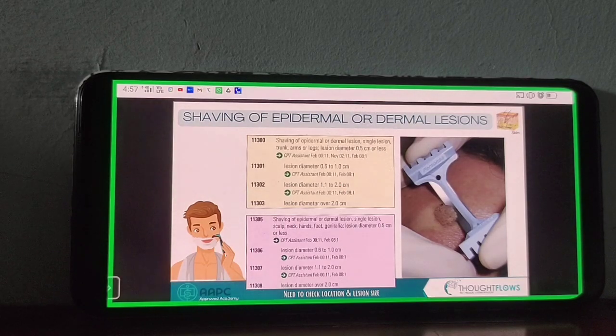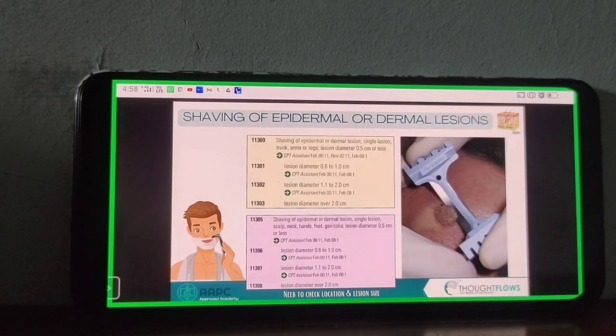Yes, ma'am. Suppose trunk 2 centimeter, neck 2 centimeter. Check whether the groups are the same or different. Different. Trunk is present in 11300 and neck is present in 11305. So we have to report the codes separately, with no need of a modifier. For trunk 2 centimeter, 11302. For neck 2 centimeter, 11307. No need of a modifier because we are reporting codes from different code descriptions. Clear? Any doubt?